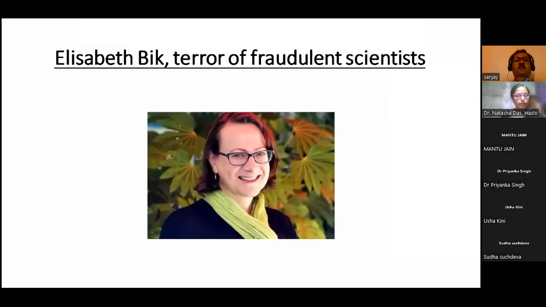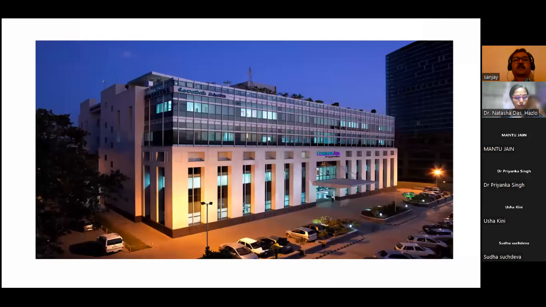And here is Elisabeth Bik, who is the terror of fraudulent scientists. She looks at blots every day, picks up similarities between unrelated papers, and points out research misconduct.